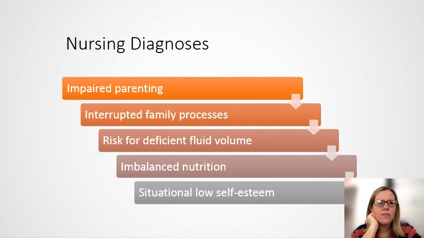Obviously, the risk for deficient fluid volume, we're going to want to correct that. Imbalanced nutrition. So this is where imbalanced nutrition comes into play. And situational low self-esteem, especially for your adolescent kids. We want to pay attention to that.